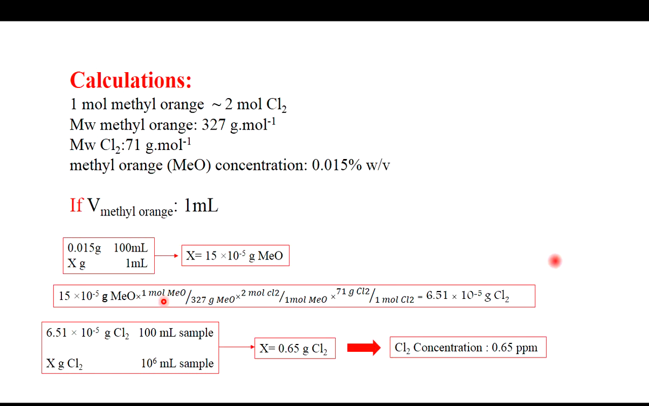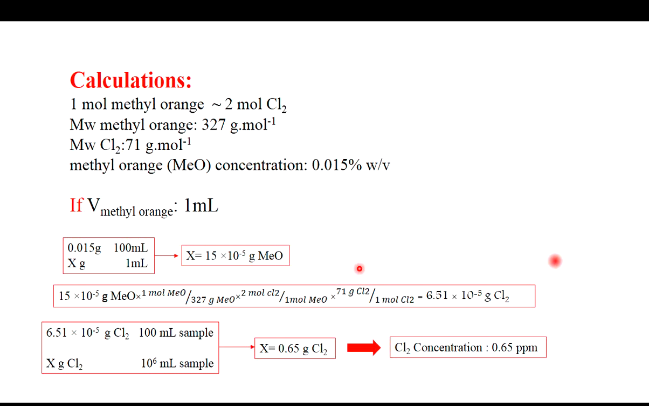In the next box, we have this calculation and we reach the amount of Cl2. This value in grams of methyl orange, when 327 gram of methyl orange is 1 mole of methyl orange, and 1 mole of methyl orange reacts with 2 mole of Cl2, and 1 mole of Cl2 is 71 gram of Cl2. This is the value in grams of Cl2 that reacts with this value of methyl orange.